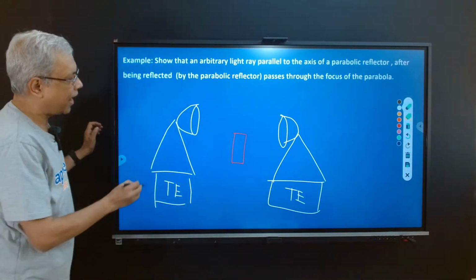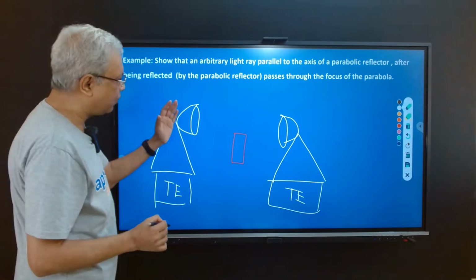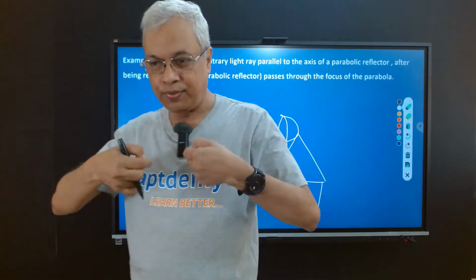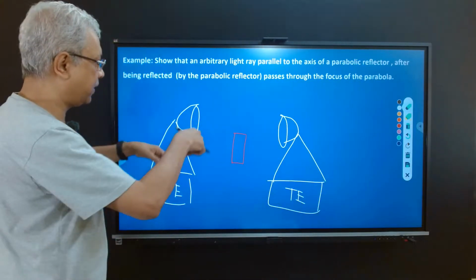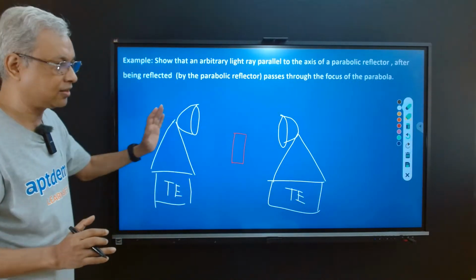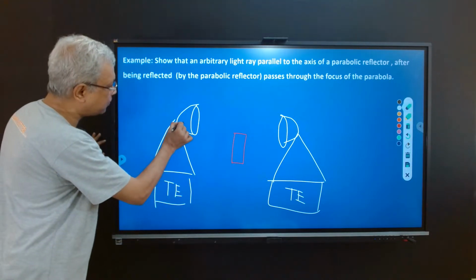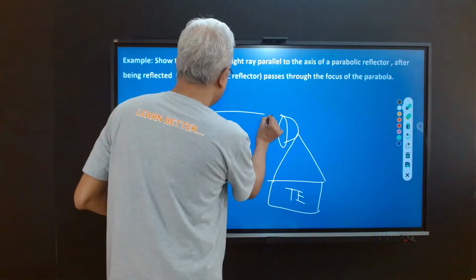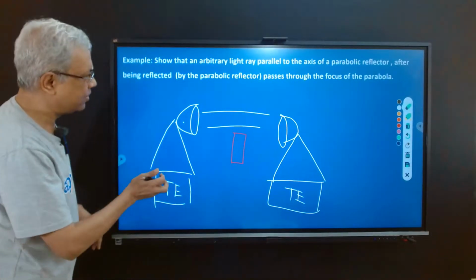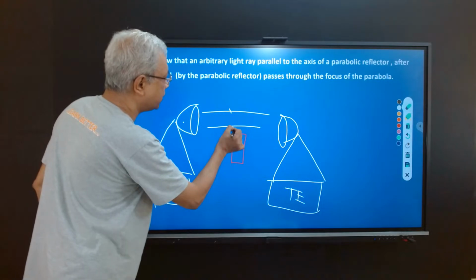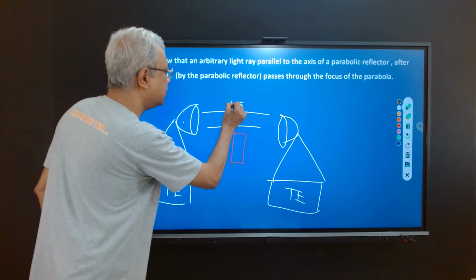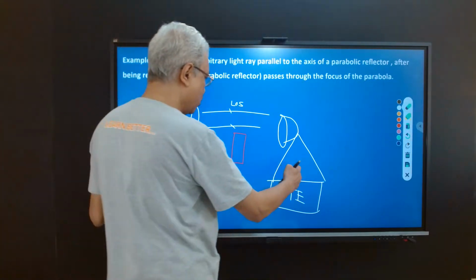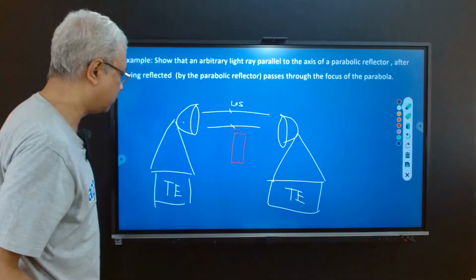Actually, a parabolic dish is a parabola of revolution. It is a paraboloid structure. If you revolve a parabola with respect to its axis, you get a three-dimensional structure like this. And at the focus of this parabola, there is a radiator, and it collimates the beam, and there is a line of sight communication between these two towers, these two telecommunication nodes.